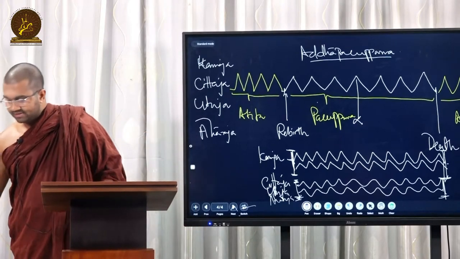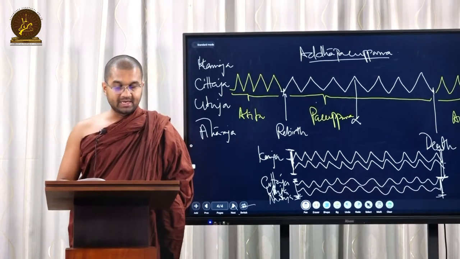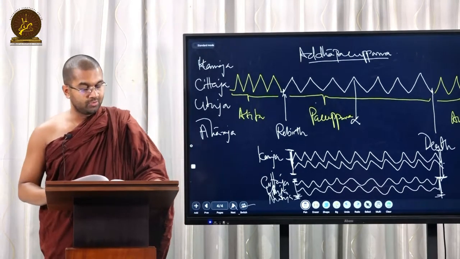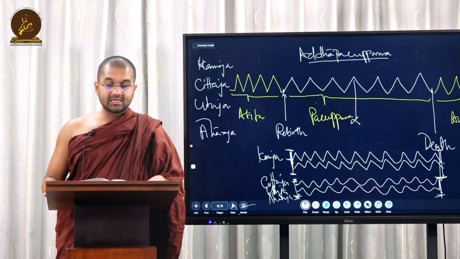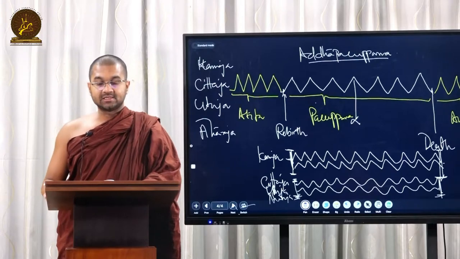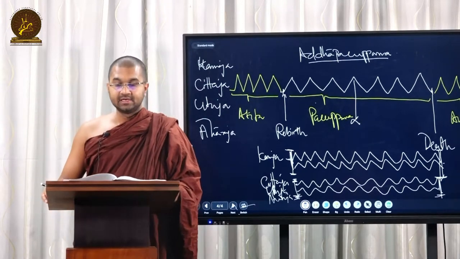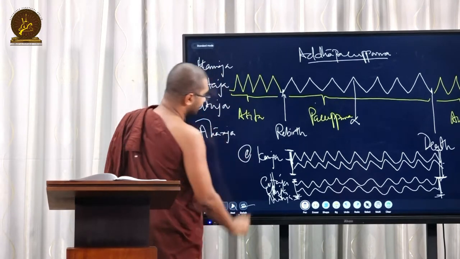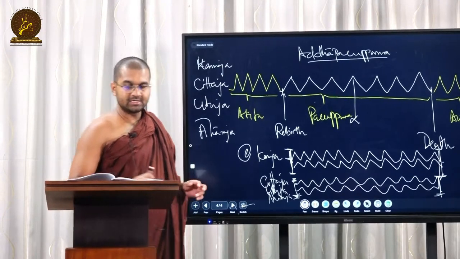I think I have given it on page number 2. Adda Pachupanna: Kammaja Adda Santati, Chittaja Adda Santati, Aharaja Adda Santati and Utuja Adda Santati. Right? This is the explanation, but this is very vital. Kammaja Adda Santati. Then we move on to Santati Pachupanna.